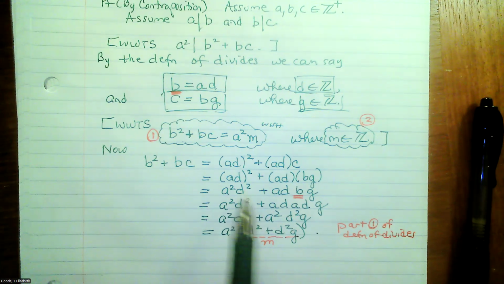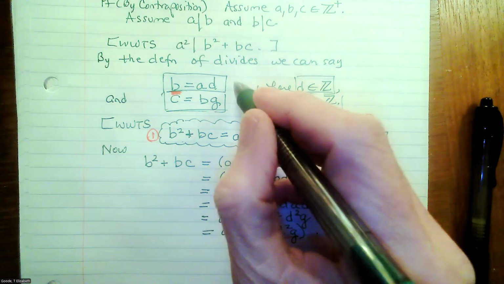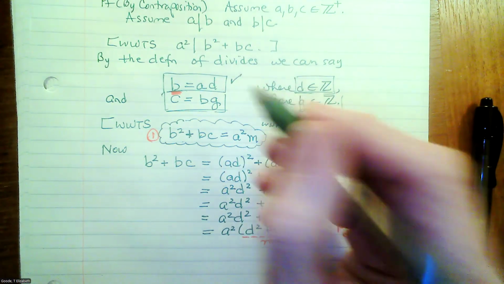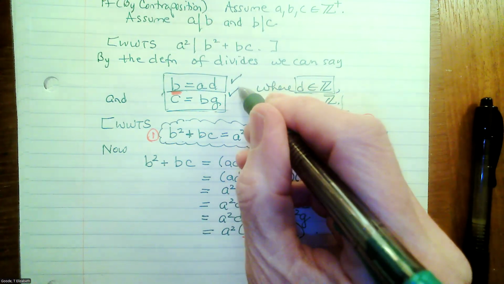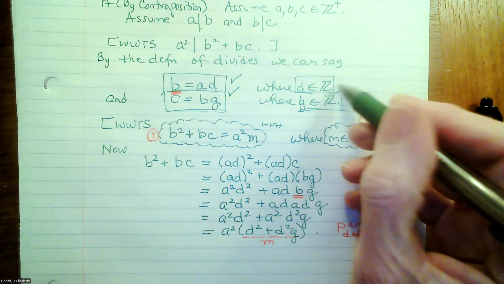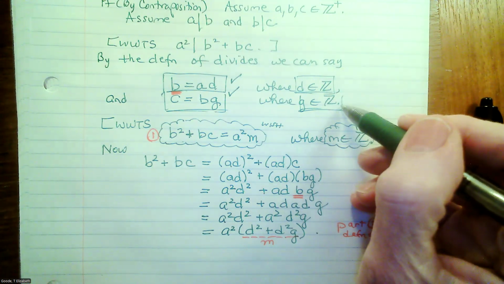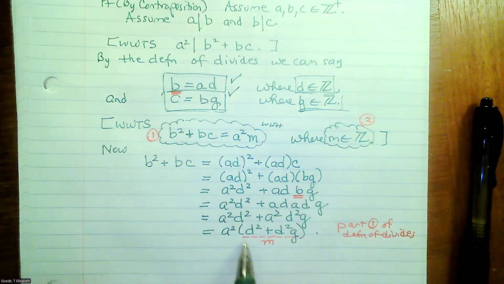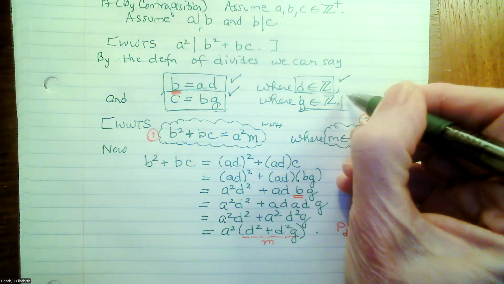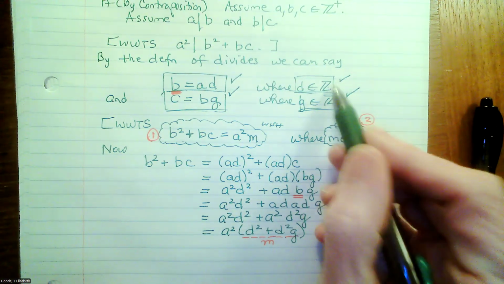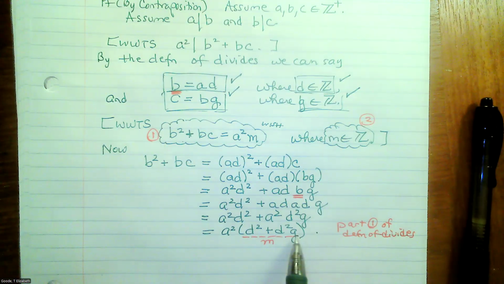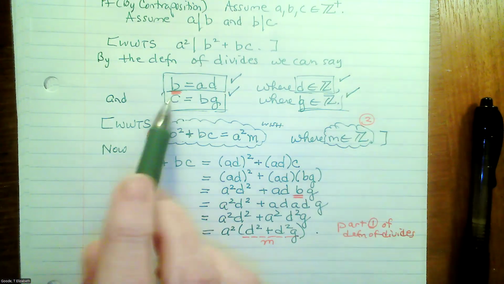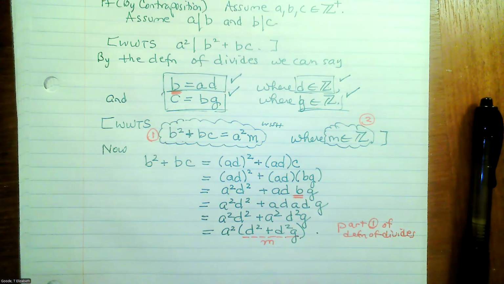That's very close. We did use the fact that B equals AD, and we used the fact that C equals BG. What we haven't used is the facts that D and G are integers. It is true that B and C are integers, but right now we're not seeing B or C in here. We're seeing D's and G's. So we need to use the fact that D and G are integers. We need to burn this proof money to get part two of the definition of divides. We use part two of the definition of divides. You see what I mean?